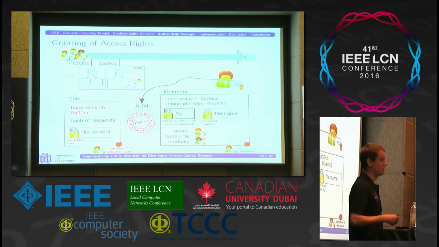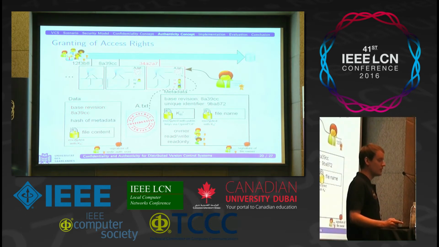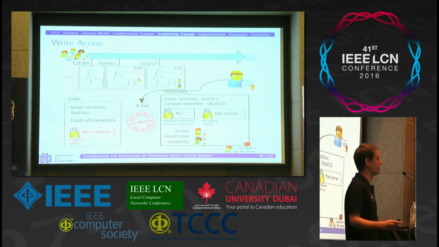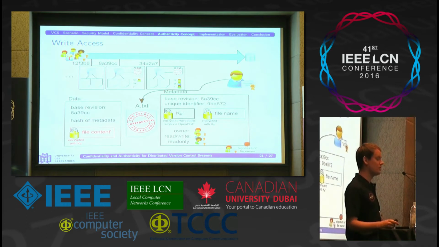So again, the file content is re-encrypted, base revision is added, and a signature is computed, and then everything is committed to the repository. Now, Alice just granted a write access right to the user Bob, so Bob is now able to perform changes to the file content.